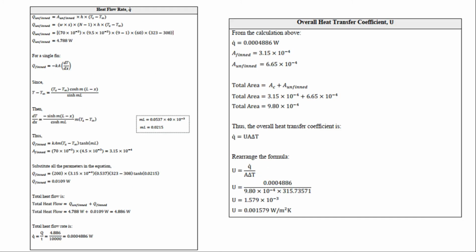As you can see, the calculation for the heat flow rate and also the overall heat transfer coefficient are shown step by step, and the answer obtained for the total heat flow rate is 0.0004886 watt, and for the overall heat transfer coefficient, U equals 0.001579 watt per meter square Kelvin.